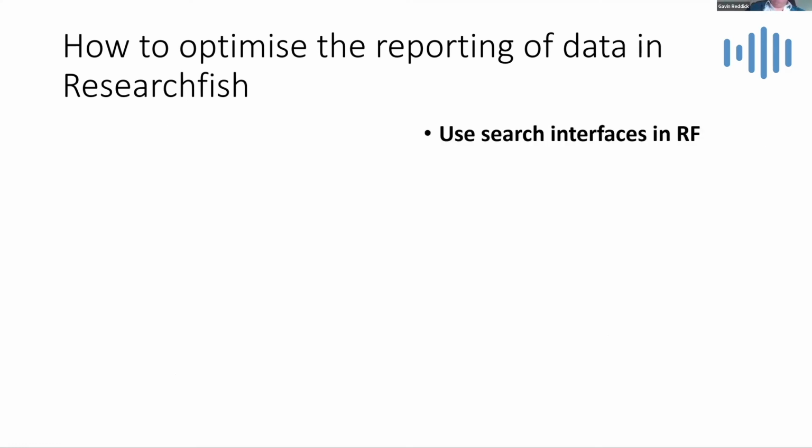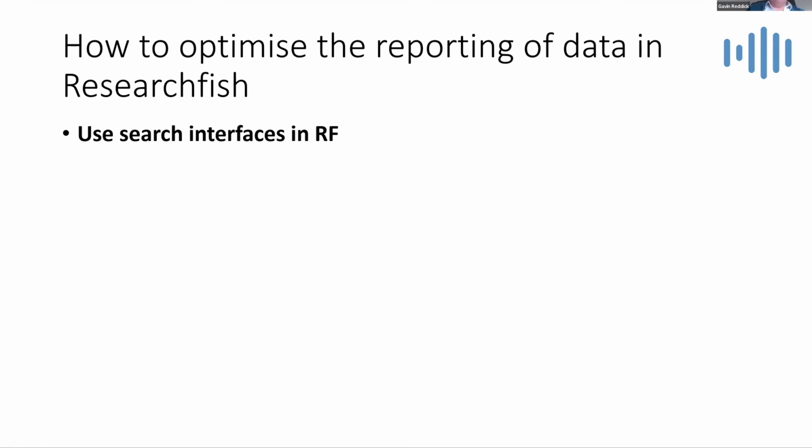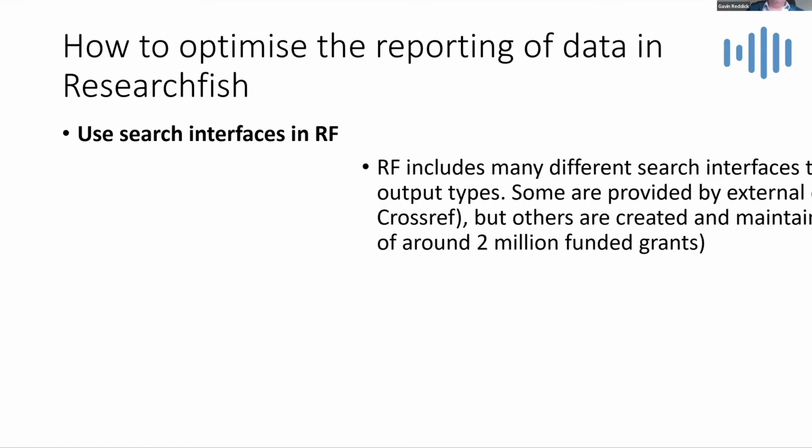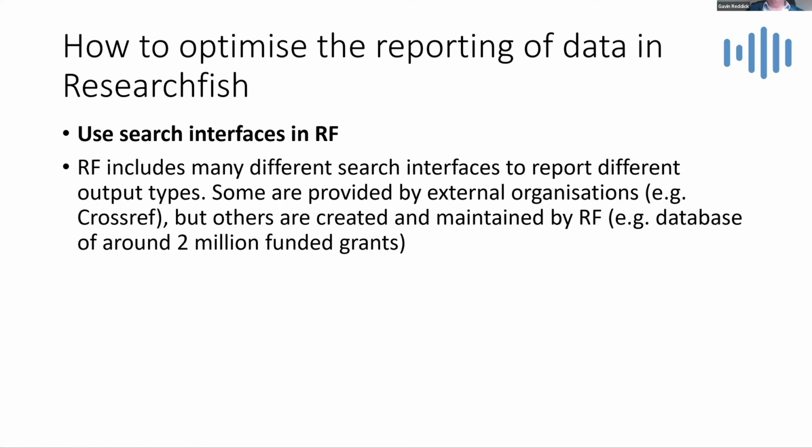Then in terms of the next steps, if you have acknowledged, if you have used ORCID, there'll still be other things that you need to report in researchfish, where either they don't have a unique identifier or they're a type that isn't harvestable. Researchfish has a number of different search interfaces. Some of these are provided by external organizations such as Crossref, but others we build and maintain ourselves in order to try and help people report and identify things.